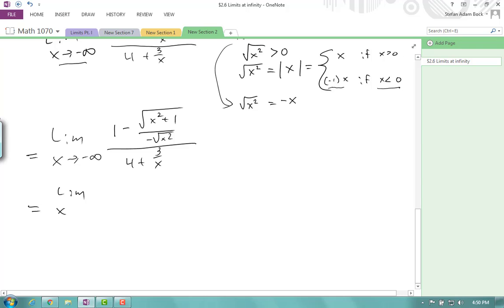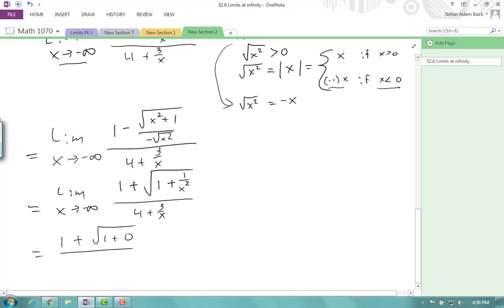And when I simplify that, I have 1 minus, minus, so plus, the square root of 1 plus 1 over x squared, all over 4 plus 3 over x. So now my limit looks like 1 plus the square root of 1 plus 0, over 4 plus 0, and that's equal to 2 over 4, which is 1/2. So we should always check both sides of the real line if I'm looking for horizontal asymptotes, because they can be different on the left side and on the right side.